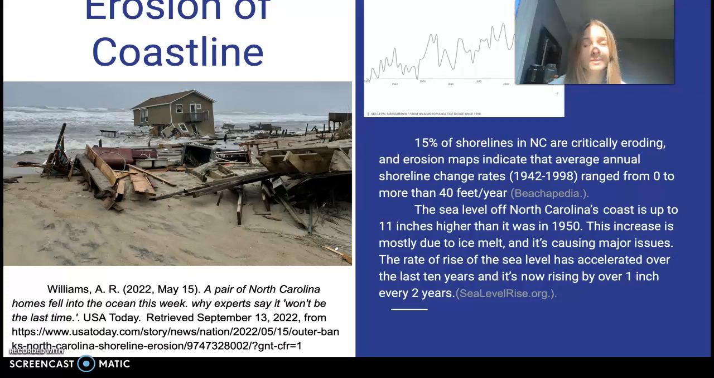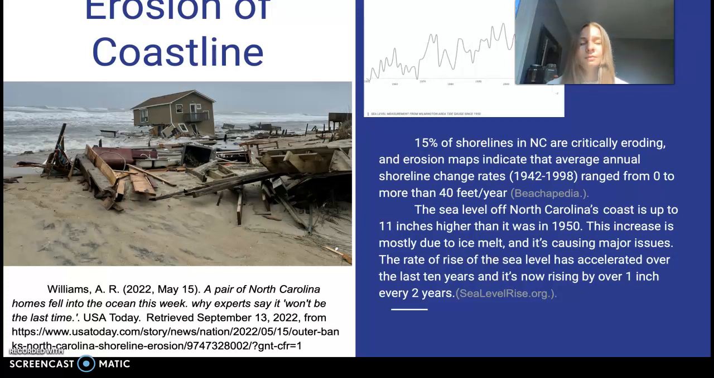15% of shorelines in North Carolina are critically eroding. That does not mean only 15% are eroding. Those are the critical erosion areas. Almost every area in North Carolina's shoreline is eroding. Erosion maps indicate that the average annual shoreline change rates ranged from 0 to more than 40 feet per year.